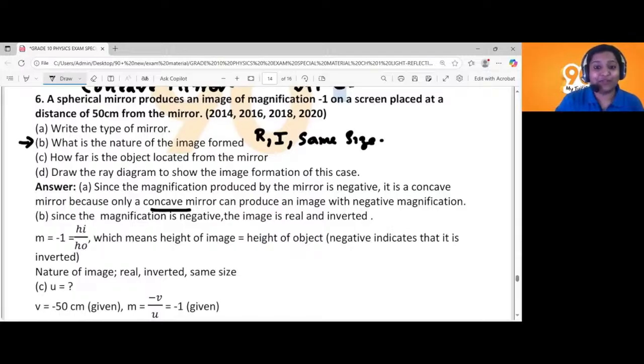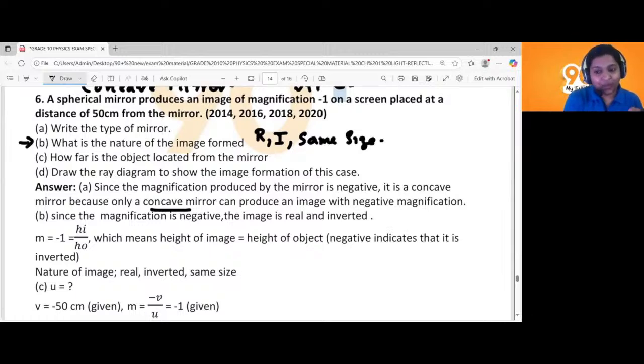V is -50, right? V is -50. How much is U? Actually, from the theory portion, we know that U will also be -50. Because when you keep an object at C, the location of the image as well as the object will be the same. It is on the left hand side. If V is -50, U will also be -50.